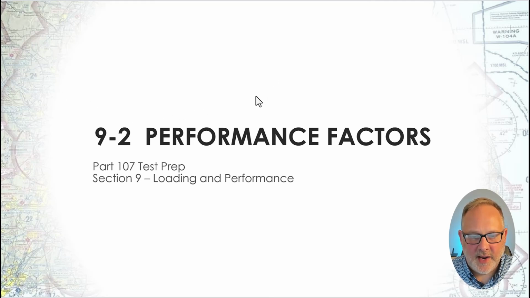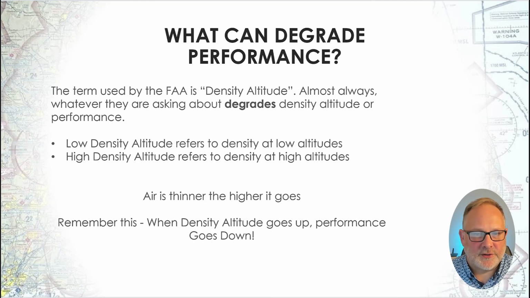All right, section 9.2, performance factors. What can degrade performance, right? So what can happen to our drone that will make it not fly as well? The term used by the FAA, they'll see this term density altitude. Whenever they're talking about degrading something, degrading the density altitude or performance, this is what they're talking about.